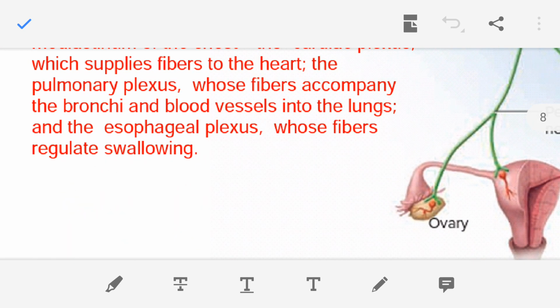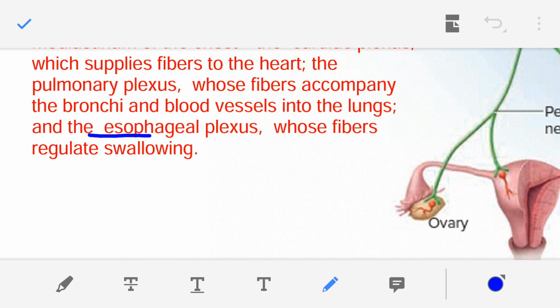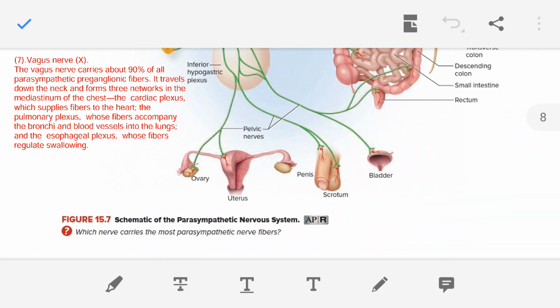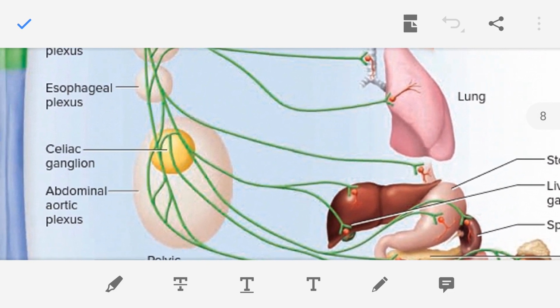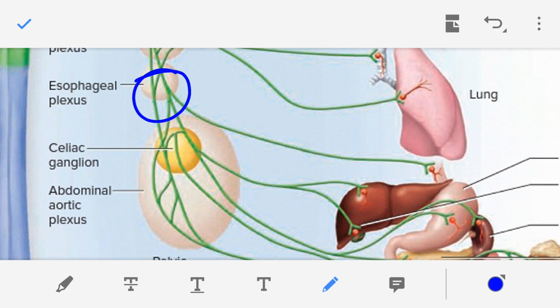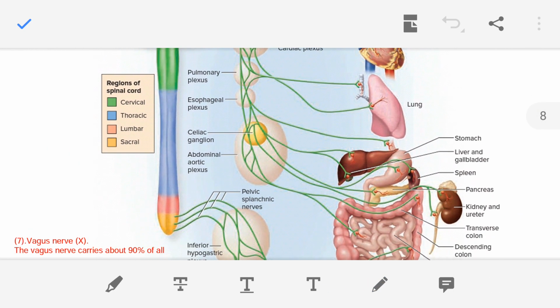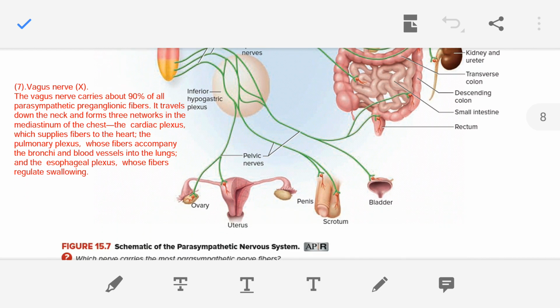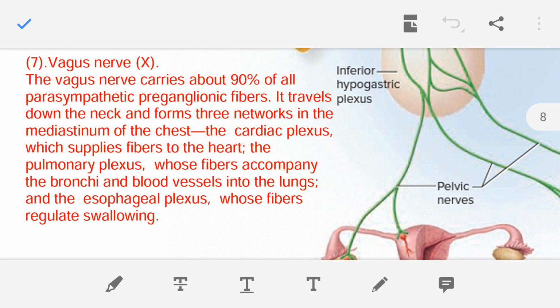Then the third one is the esophageal plexus, and the fibers of this plexus regulate swallowing. This is the esophageal plexus, and you can see the fiber is reaching the esophagus. And the oral cavity region is also innervated. So that's why swallowing is regulated by the esophageal plexus.